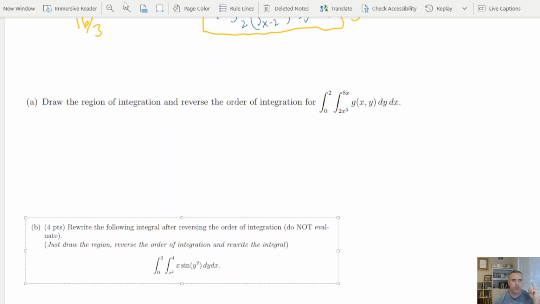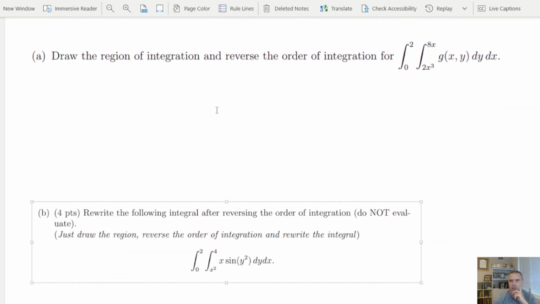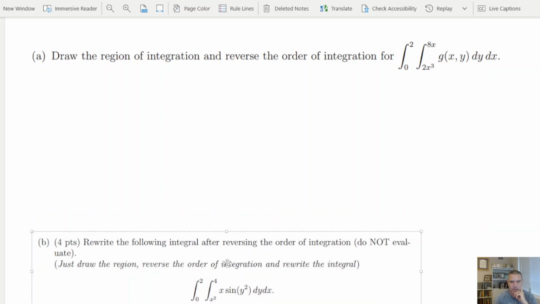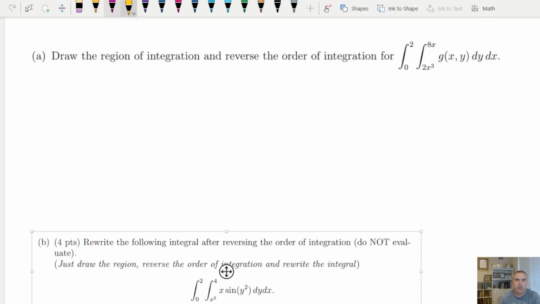So this reversing the order is one I always get asked about a lot. I think there's an uneasiness about it. The issue isn't about calculus, it's about drawing a region. So this is asking you to draw the region. I know it doesn't say that, but you need to draw the region to successfully do these problems. Maybe sometimes you can get lucky, but in general, you need to draw the region.